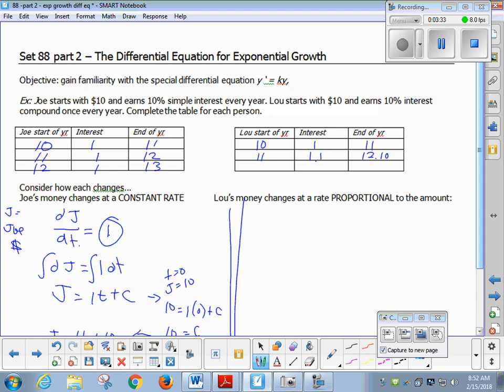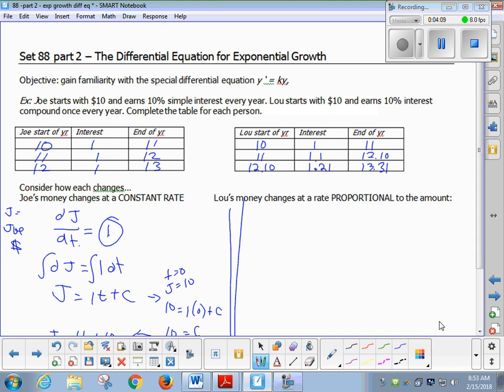Compound interest. 12.1. The next year, in interest, he'll earn $1.21. He'll earn $1.21 interest, meaning at the end of the third year, he would end with $13.31. And in that little bit of money, in that little bit of time, he had 31 cents extra on the other guy. Now, that's not a lot, but consider if it was $100,000, well, then you're really killing the other person, right? This is the big idea.